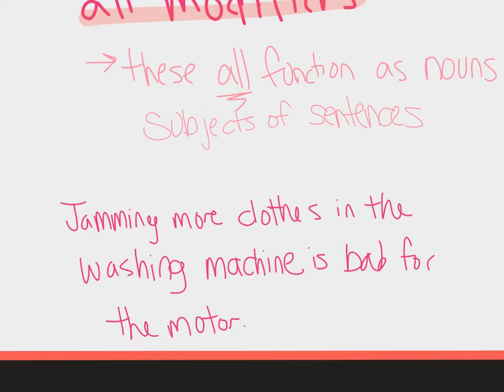Anyway, so we have jamming more clothes in the washing machine is bad for the motor. Jamming, I see my ing verb, and then everything that comes after it is my phrase that is a part of its modifying. So what is jamming the washing machine? Well, jamming more clothes in the washing machine is bad for the motor. Aha. So my point is that jamming more clothes in the washing machine functions as the subject of this sentence.